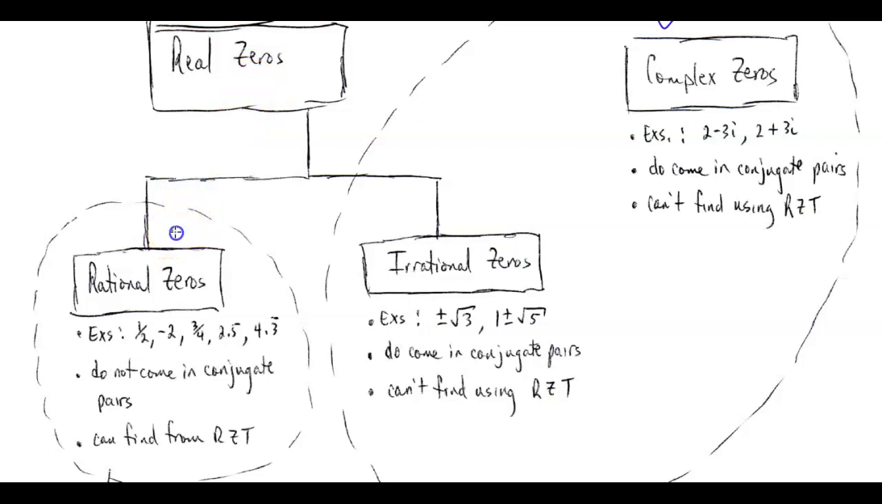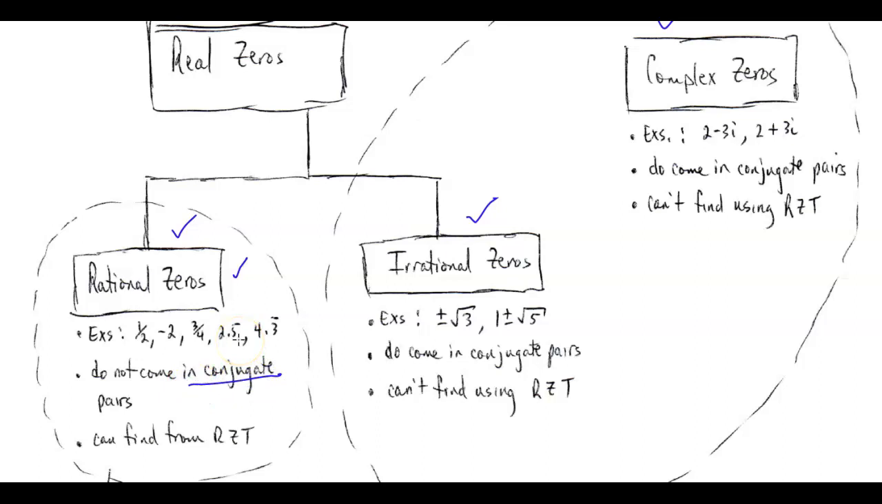On a higher level, we could basically say that the real number set consists of numbers that we can express as fractions and numbers that we cannot express as fractions. Rational numbers are numbers that we can express as fractions. Irrational numbers are numbers that we cannot express as fractions, and they're real. These are all the numbers that we're used to dealing with in everyday life. So we know that our rational zeros do not come in conjugate pairs.